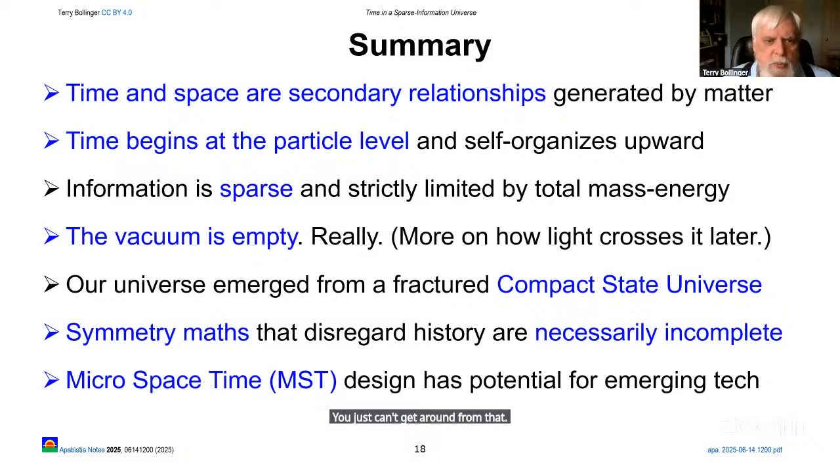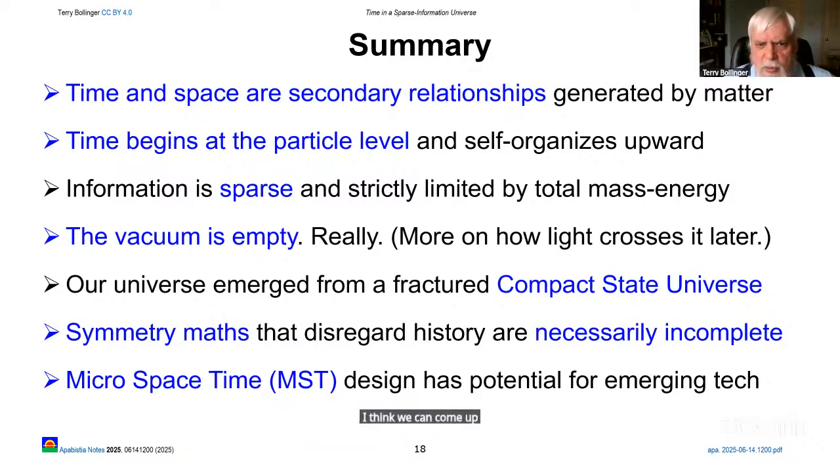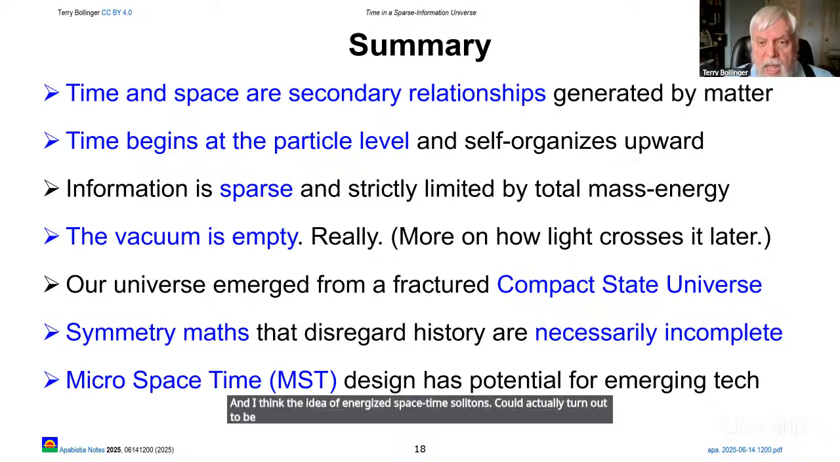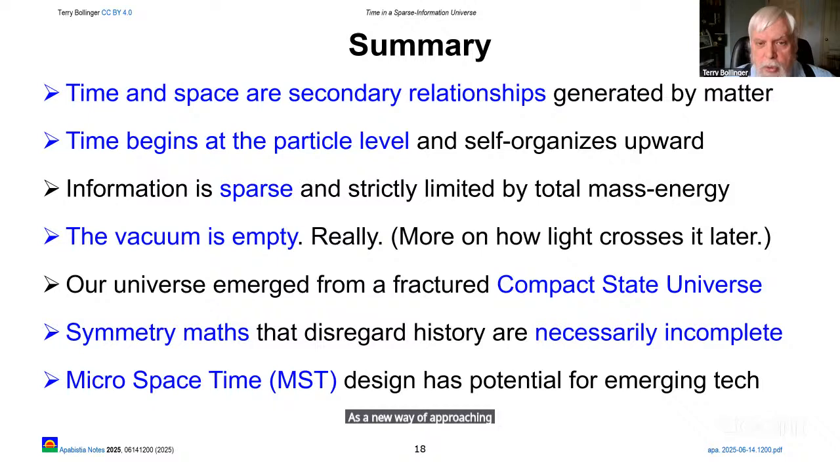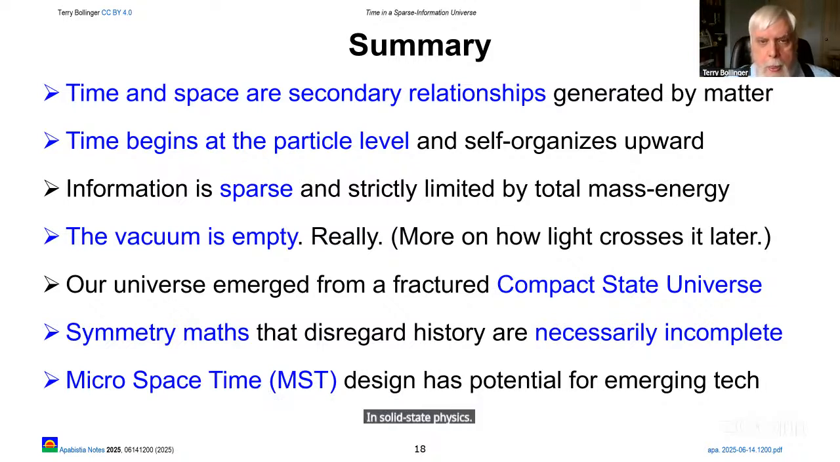Final point, micro space-time design. This is a concept I'm proposing, but I gave the chain fountain as an example on purpose. I'm saying that I don't think it's intractable. I think we can come up with ideas like space-time solitons that are energized. And I think the idea of energized space-time solitons could actually turn out to be quite important as a new way of approaching structural chemistry, as a way for explaining some phenomena that we have difficulty with right now in solid state physics. With that, I believe we are a wrap.